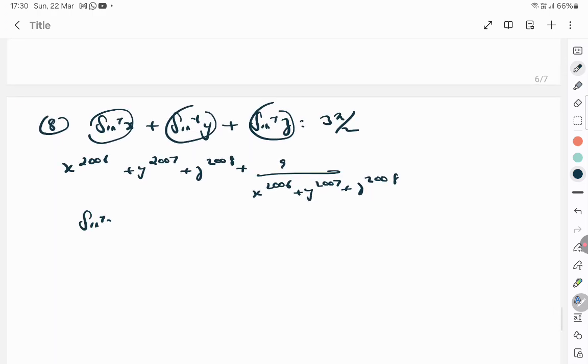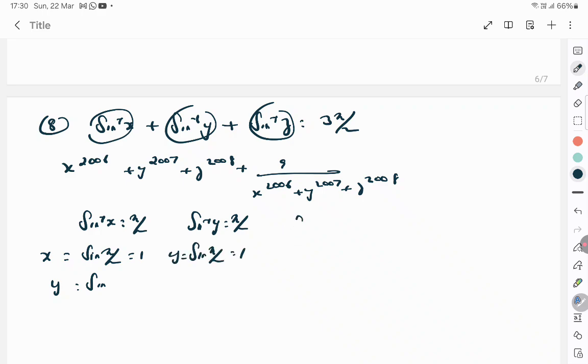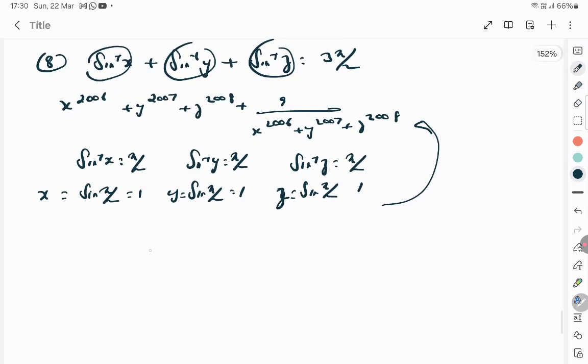So assuming sine inverse of x as pi by 2, sine pi by 2 becomes x, which is 1. Similarly, sine inverse of y is pi by 2, and sine pi by 2 is y, which is again 1. Sine inverse of z is pi by 2, and sine pi by 2, which is z, is also 1. So you got x, y, z to be 1. Just substitute that 1 here and you will get the answer. So you get 1 plus 1 plus 1 plus 9 by 3, which is a 3. So the answer will be 6.